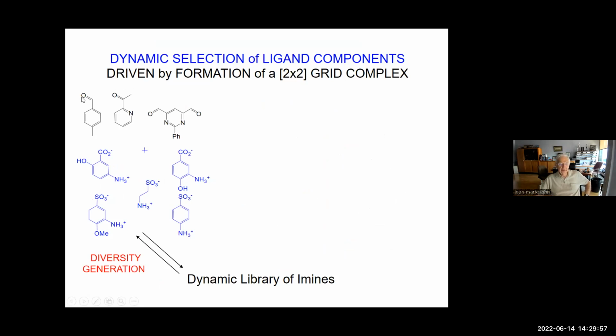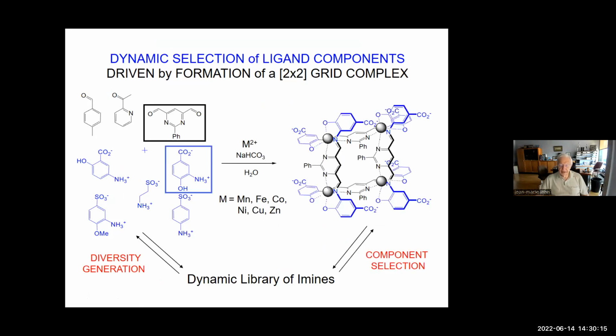Suppose now we take 3 different carbonyl groups, this one, and we take 5 amino groups. This gives a set of imines, which recombine, which exchange. And then when you add metal ions, they form very strongly this grid complex 2 by 2.